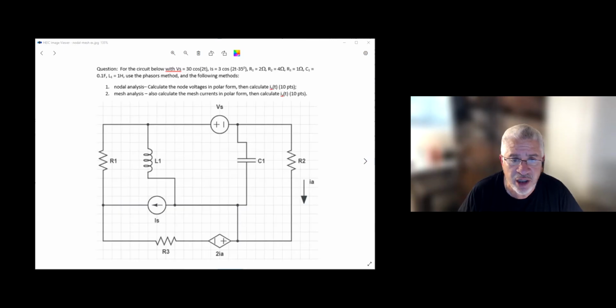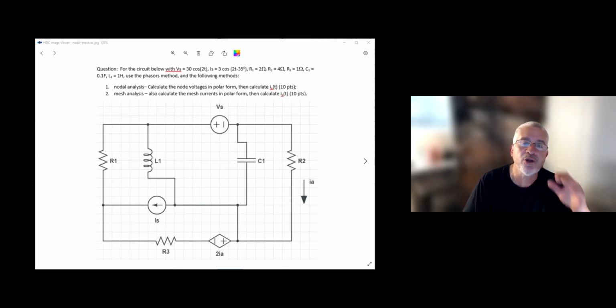Then I'm going to convert the circuit to phasor form. What does that mean? That means you convert each independent source to its phasor representation. That means you pick up the magnitude and the phase. In the case of Vs, it's going to be 30 at an angle 0 because the cosine 2t doesn't have a phase. In the case of the current, it's going to be magnitude 3 at an angle minus 35. If you were to have a sine function, we do not here, you would need to first convert the sine to a cosine before you go into the phasor domain. So that's converting the sources to the phasor domain.